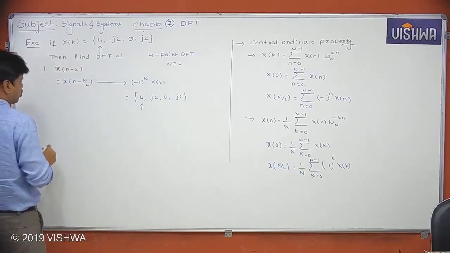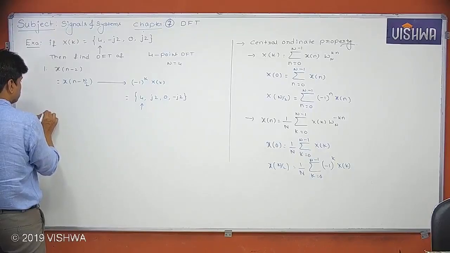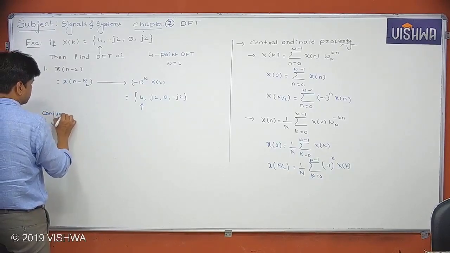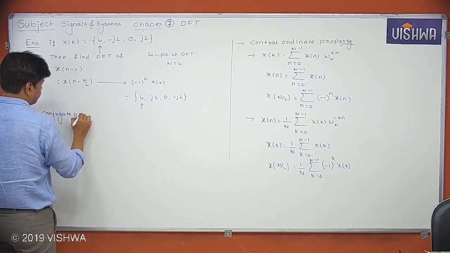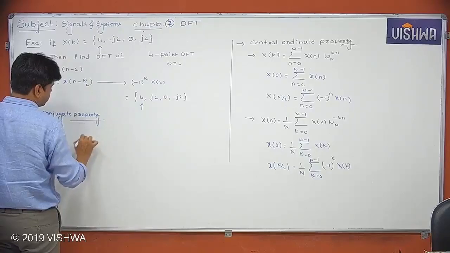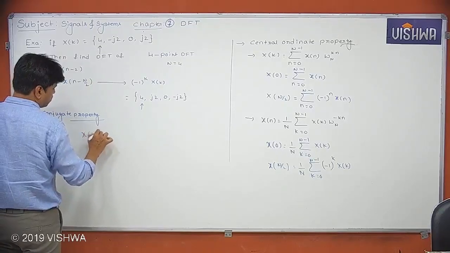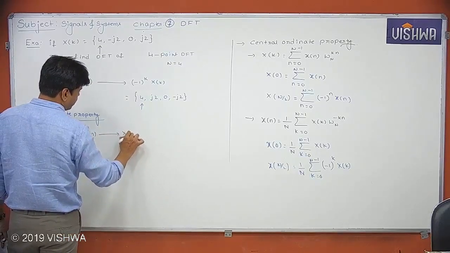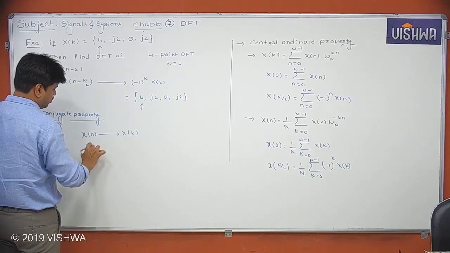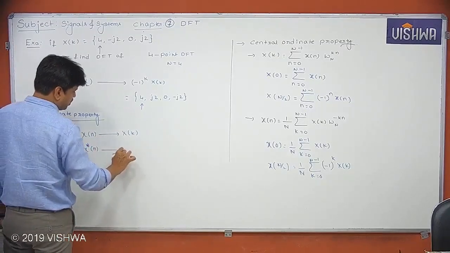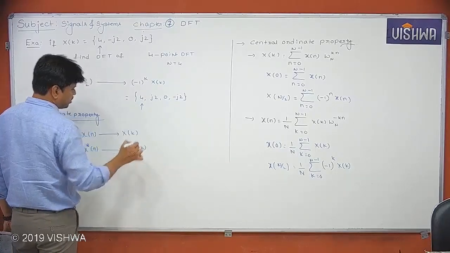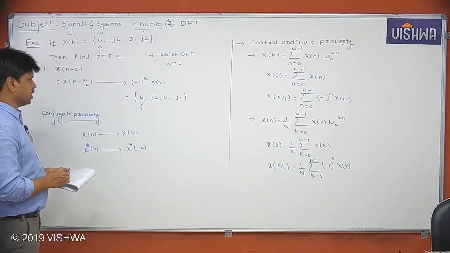Next we have one more property, which is nothing but the conjugate property. So here I am mentioning the conjugate property. What is the conjugate property? If x of n has X of k as its DFT, then what is the DFT of x conjugate of n? It is X conjugate of minus k.